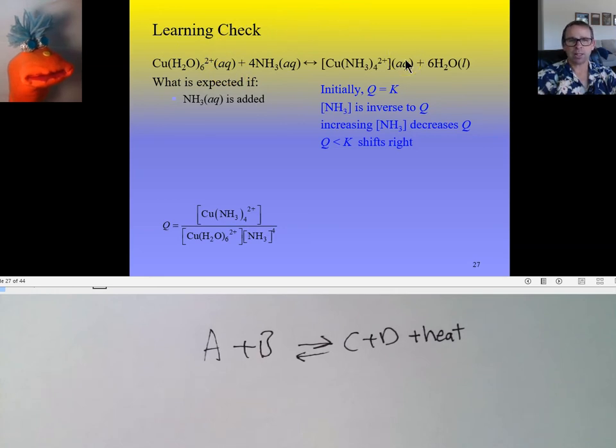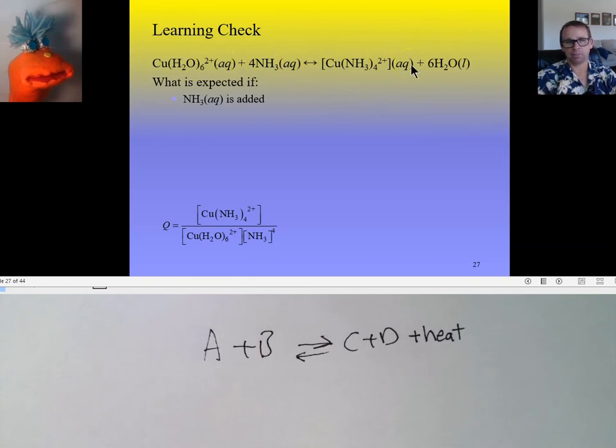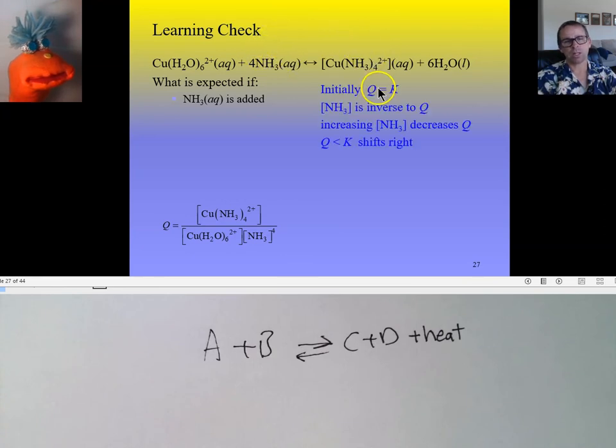Another way you can think about it is, before we added the ammonia, if this is at equilibrium, then Q equals K. If I add more reactant, then that goes on the bottom of the quotient, and the Q value decreases. And to help the Q value go back up to the K, we're going to need to produce more product. So same thing, the equilibrium will shift to the right. All right?